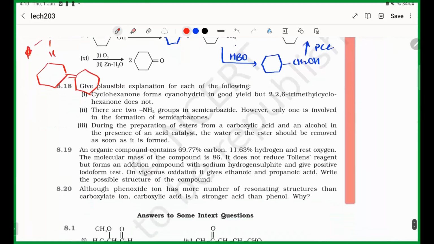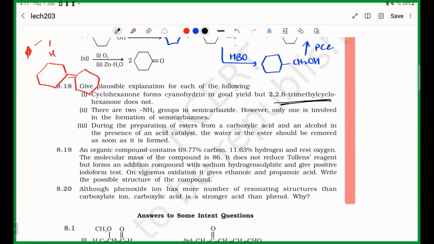Okay, 18. Give a plausible explanation for each component. Cyclohexanone forms a cyanohydrin in good yield, but 2,2,6-trimethylcyclohexanone does not. Well, the answer really is in part the steric hindrance. Whenever you look at a name like this, you know that it's heavily sterically hindered. And steric hindrance is actually a major factor in the driving of chemical reactions.